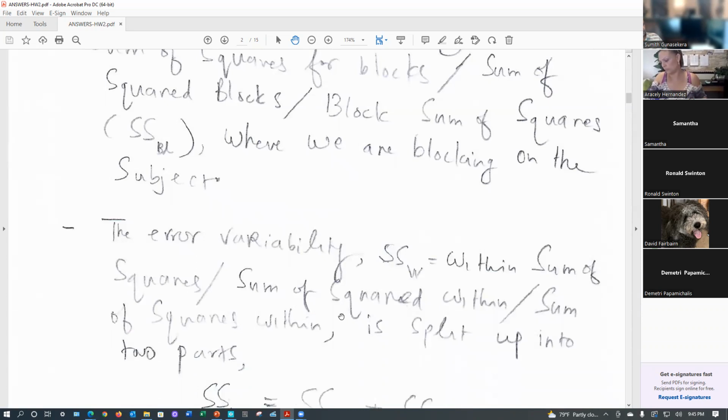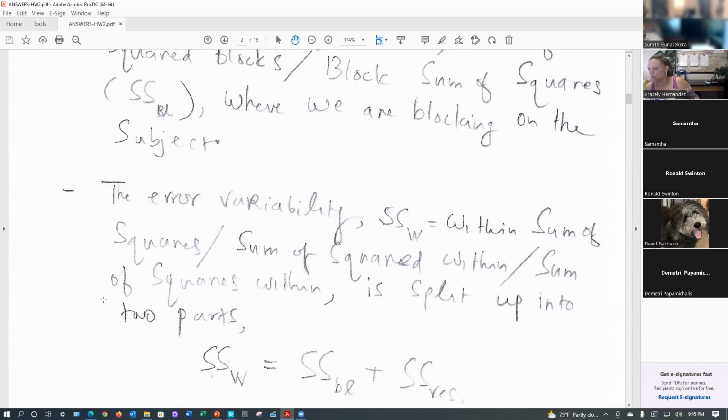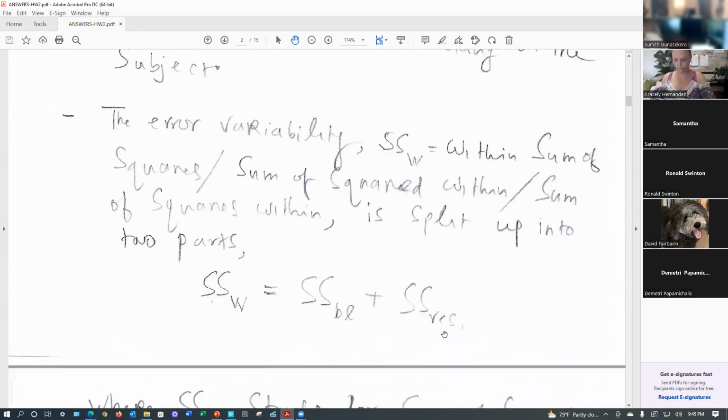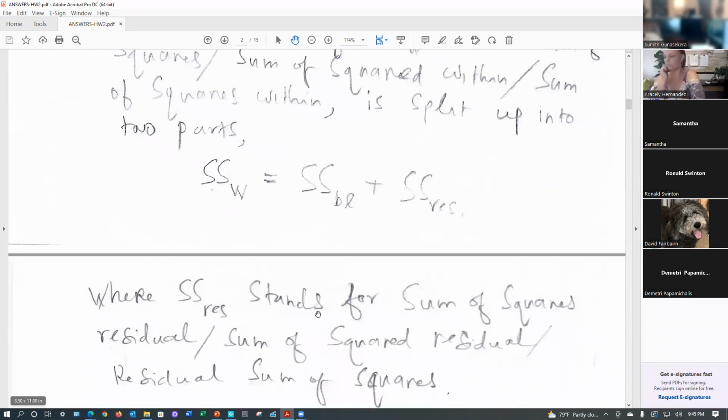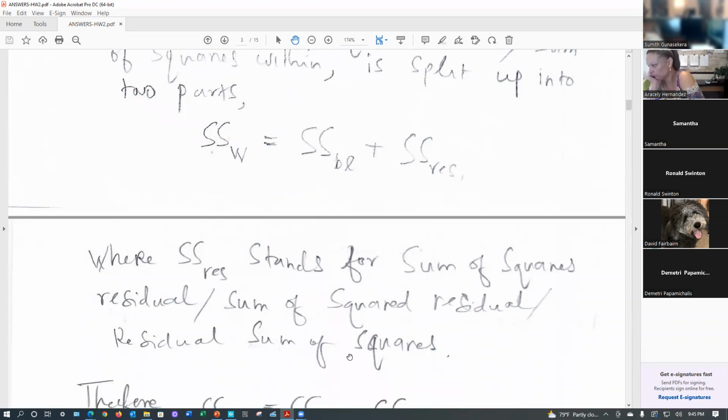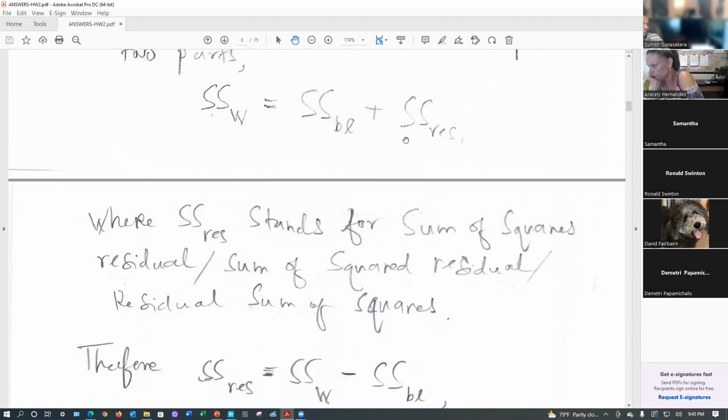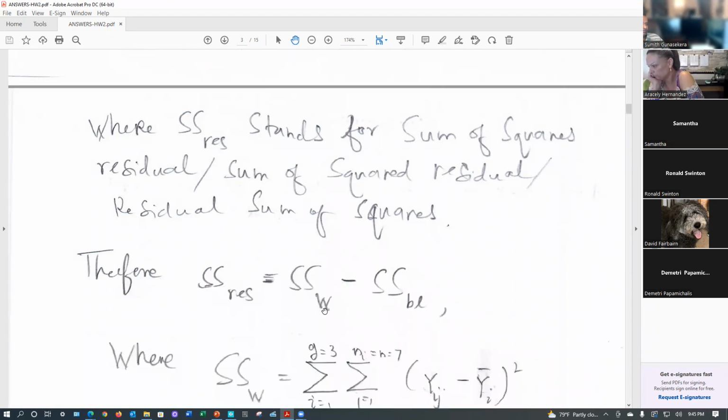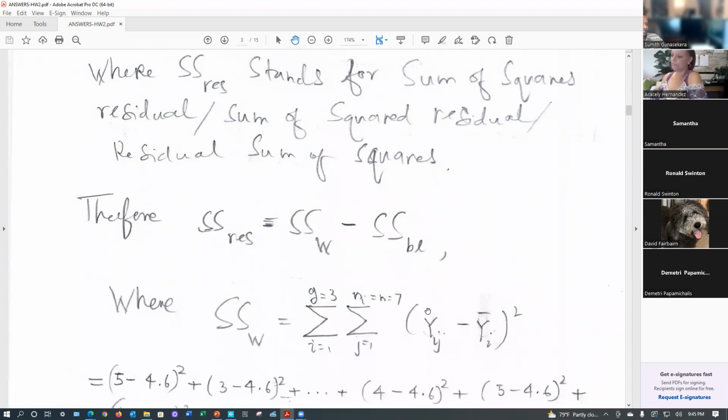The error variability is called SSW, the within sum of squares. The sum of squares within is split up into 2 parts. We used to call this the error variability, the within one in the previous setting, like a completely randomized design. That one splits into 2 parts like this. One stands for the sum of squares residual, sum of squares error, any name you can call that one. From that one, I really need the SS residual. I don't have that one. I have SSW and SS block. I can calculate them.